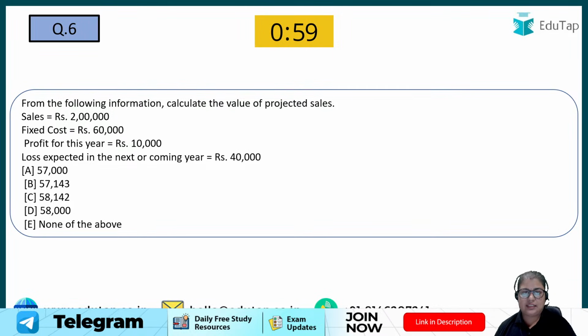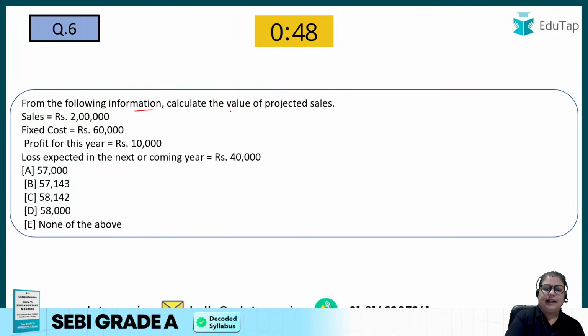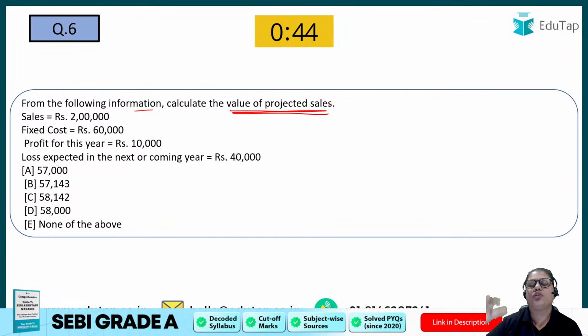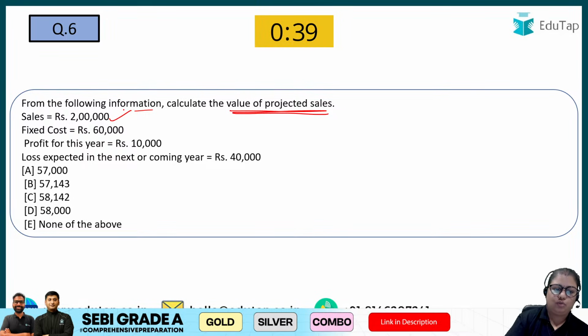Question number 6, this is a numerical based question. Please keep a notebook and a pen handy with you, because I want you to solve it with me. From the following information, you have to calculate the value of projected sales. What do you understand by projected sales? That is, what should be the sales in future. So sales is given to you, that is 2 lakh. Fixed cost is given to you, 60,000.